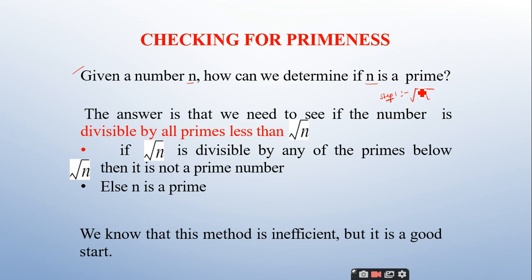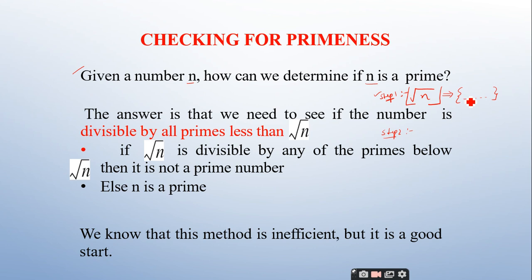What is the first step you have to do? Identifying the square root of n, and that too you have to take the floor value. Don't take the ceil value. Floor means lowest value, right? And for this number, you have to list out all the primes that are less than this square root of n. Once you are done with step 1, you have to go to step 2.